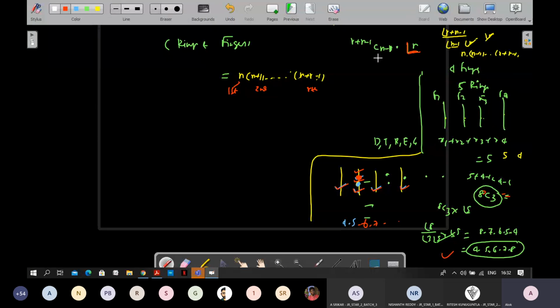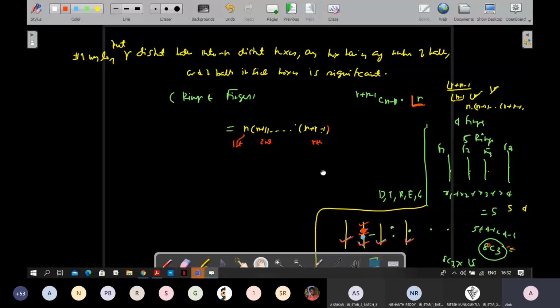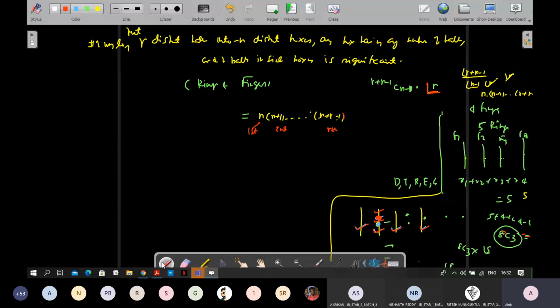So the answer is the same for both cases, but I'm saying that you cannot derive this easily from that case. But this is of course all time. So this you know already. So it means you also did one case in which rings and fingers matter. It matters here.